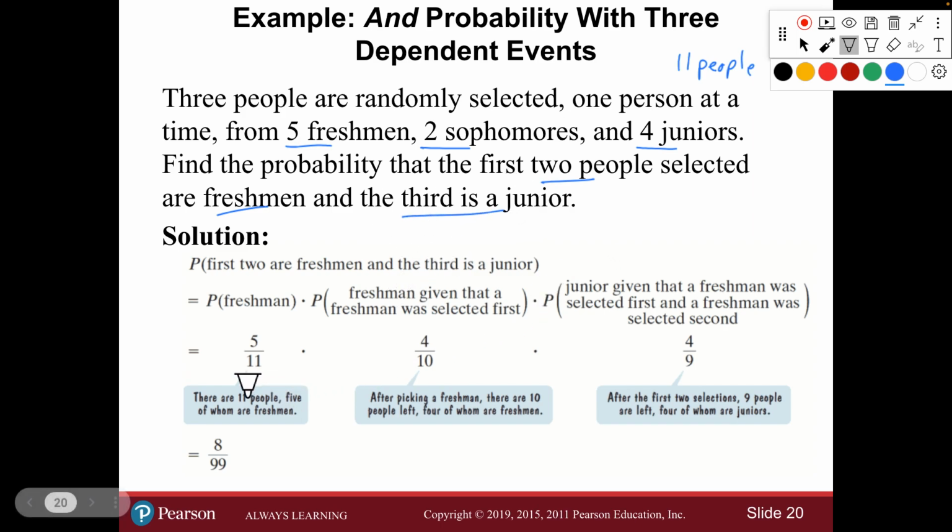Okay, so again, the first one, freshman, we see here we've got 5 freshmen out of 11, but once we select one, the second selection is now only out of 10 people, and there's only 4 freshmen left. So that's that probability. When we go to select the next one, we've had two selected, so there's now only 9 people left, but we haven't selected any of the juniors, so there's still 4 juniors left. We can multiply it and we get 8/99, which is going to be pretty close to 8%, right? Because 8 over 100 would be 8%. That's pretty close. About an 8% chance of that specific drawing, 2 freshmen followed by a junior.